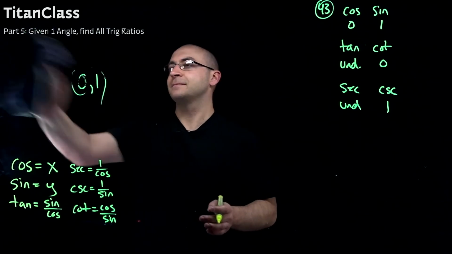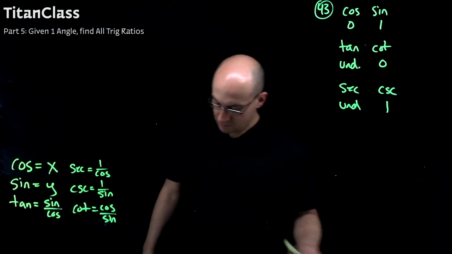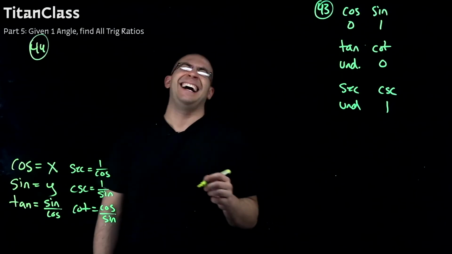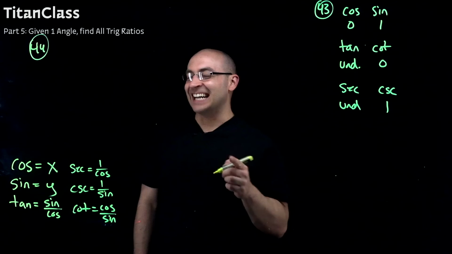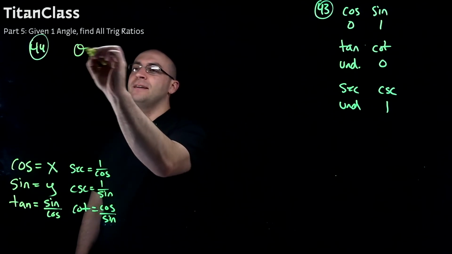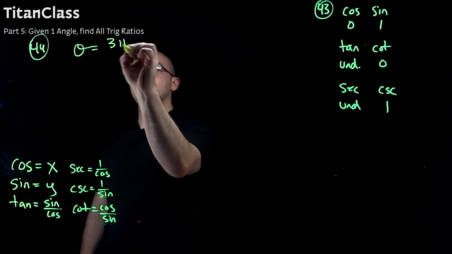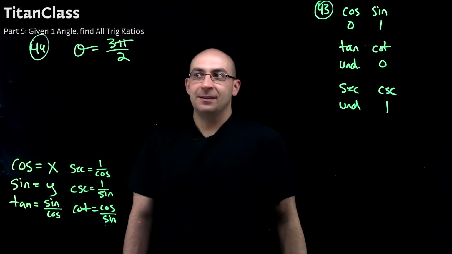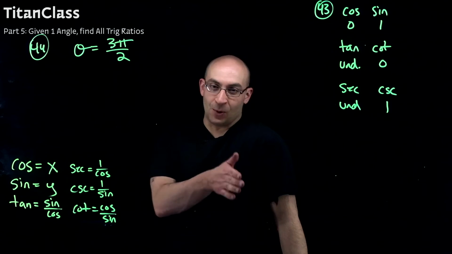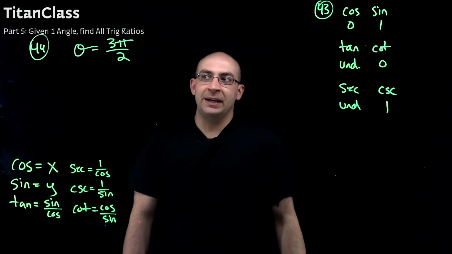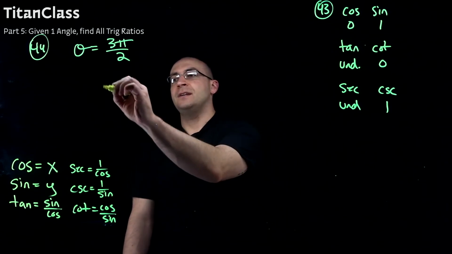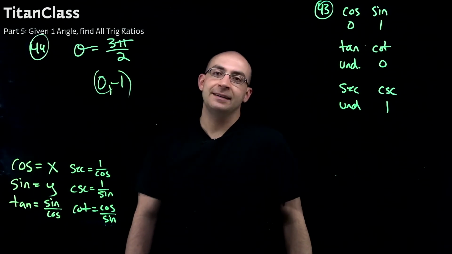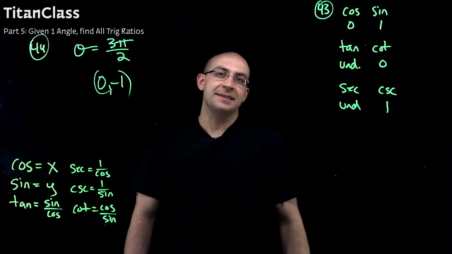44. Again, can't make this up. Theta is 3 pi over 2. And again, I'm laughing because 3 pi over 2 is another one of those pole values. The ordered pair at 3 pi over 2 is 0, negative 1, right? Because that's my 270 degrees. It's going to be almost exactly the same as this.